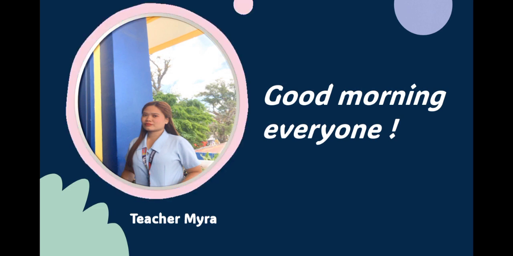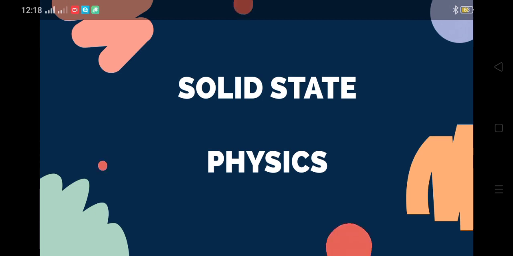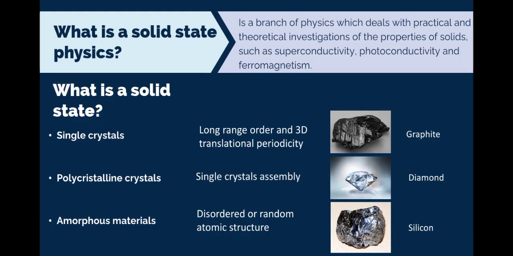So today we will be going to discuss what is solid state physics. So what is solid state physics? It is a branch of physics which deals with the practical and theoretical investigations of the properties of solids such as superconductivity, photoconductivity, and ferromagnetism. In other words, it is the study of solids through various methods like crystallography, quantum physics, electromagnetism, and metallurgy.